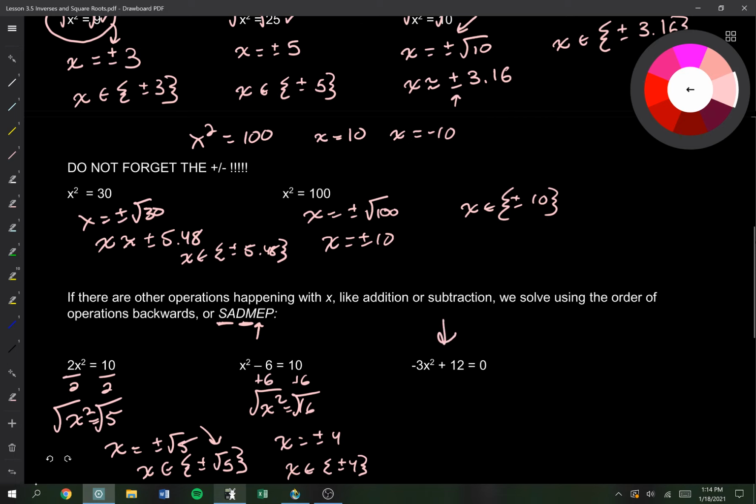This one has a little bit of everything happening. I've got multiplication, I've got an exponent, and I've got addition. I'm going to have to deal with all of these, SADMAP. I don't need the P, there's no parenthesis anywhere. So first I deal with addition or subtraction. So I'm going to get rid of this 12. That gives me negative 3x squared equals negative 12. Then I deal with multiplication or division, so I divide both sides by negative 3. And that gives me x squared equals 4. Then I'll square root both sides, and I get that x is plus or minus 2.